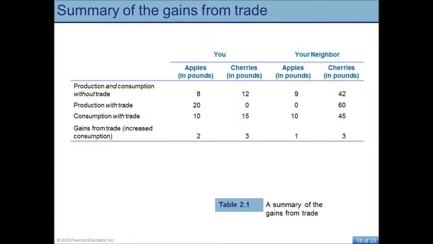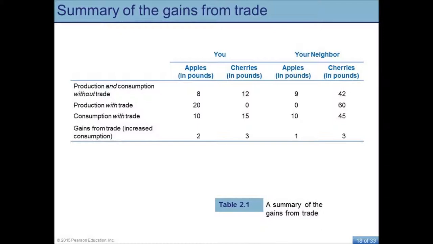So going to slide 18, we actually see the summary of the gains from trade. Production and consumption without trade, we have 8 apples and 12 cherries. Our neighbor has 9 apples and 42 cherries. I'm talking about pounds now, not really the actual quantity of each. And then in our production with trade, we would just produce 20 pounds of apples and our neighbor would just produce 60 pounds of cherries. In our consumption with trade, we now give up 10 of our pounds of apples and we have 10 pounds left, and we have 15 pounds of cherries that we gained from the trade. Our neighbor now has 10 pounds of apples that they received from us, and they lost 15 pounds of cherries, going down to 45.